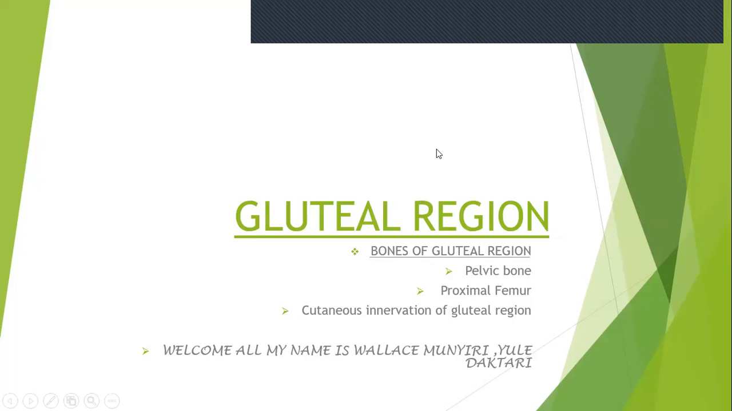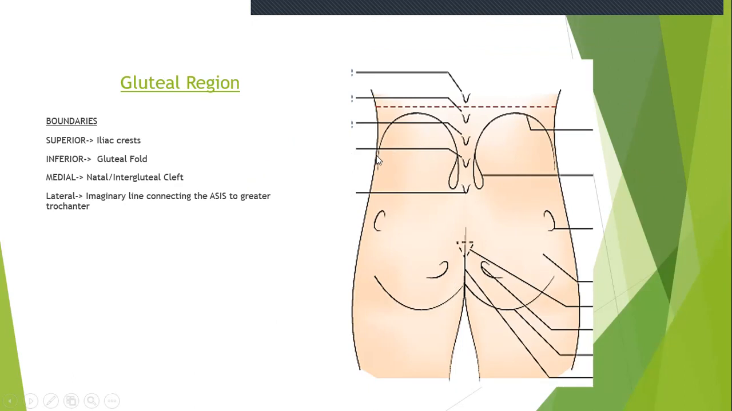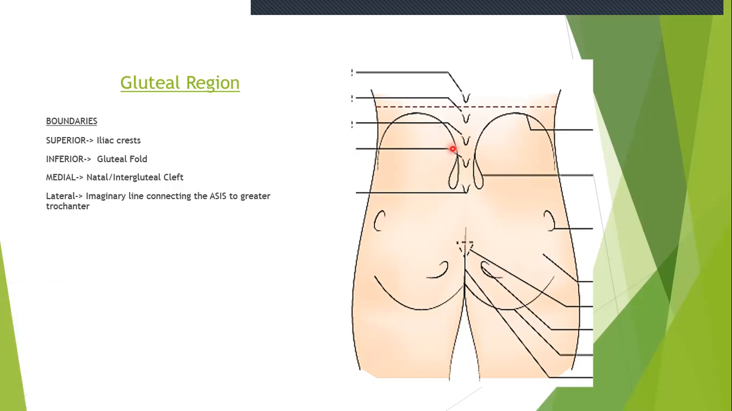So, gluteal region, let's discuss its boundaries. Its superior boundary, let me use a cursor here. Its superior boundary is the iliac crests. That's the superior boundary of the gluteal region. You can palpate this on yourself.